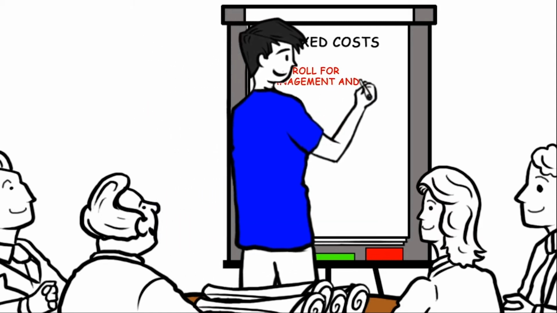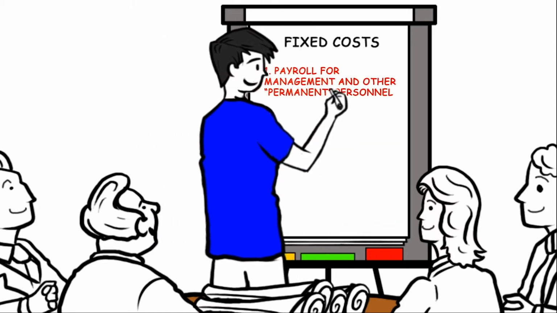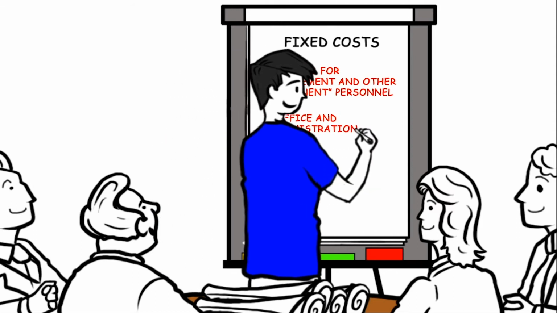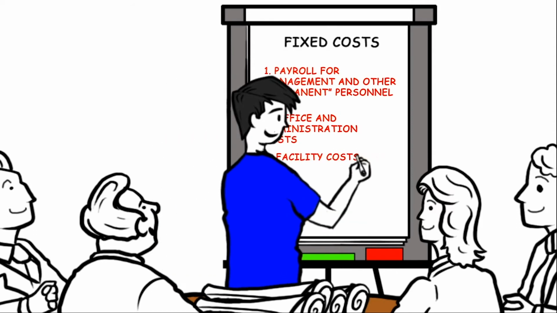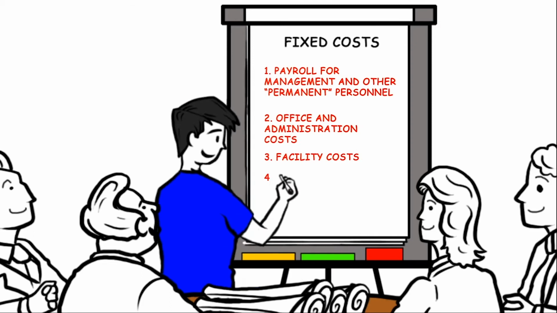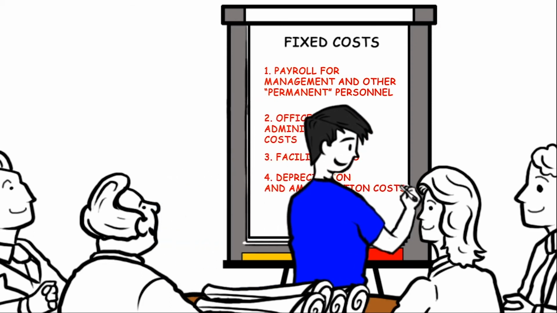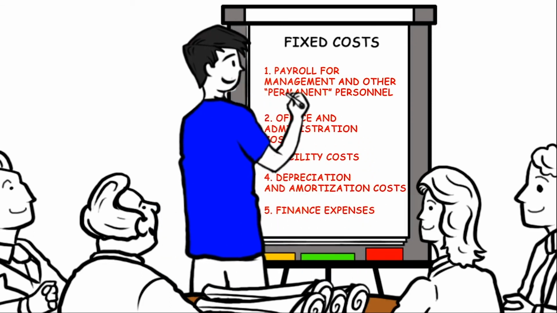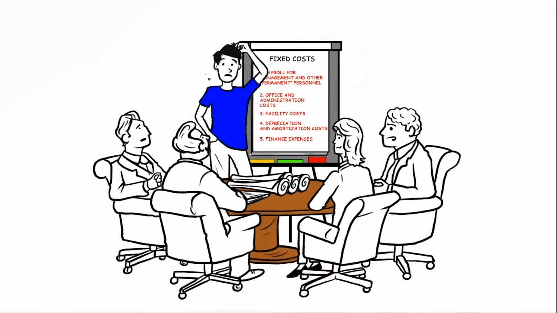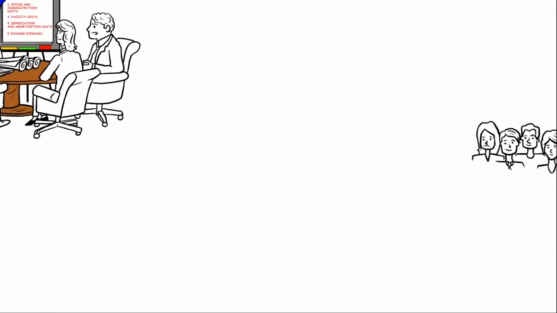1. Payroll for management and other permanent personnel. 2. Office and administration costs. 3. Facility costs. 4. Depreciation and amortization costs. 5. Finance expenses. To help you estimate payroll, draw an organization chart and develop a hiring plan.